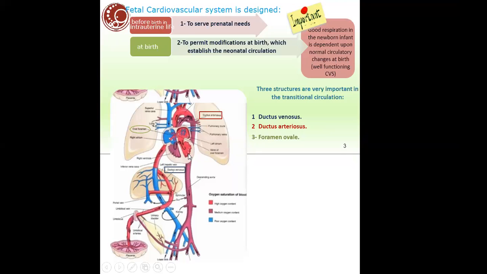Foramen ovale. What is foramen ovale? This is the opening, or foramen, in the partition or the septum which is between the right and the left atria. Next. So here they have written that the fetal cardiovascular system is designed to fulfill the requirements of the developing embryo before birth, or in intrauterine life, and after birth, or postnatal life.